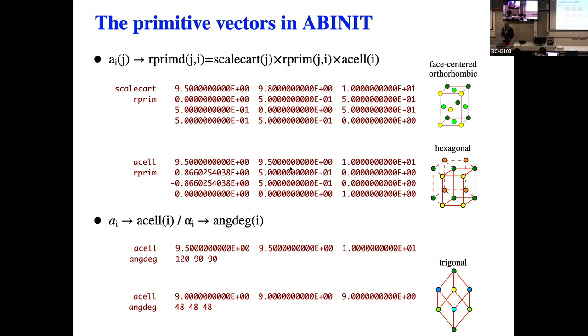There's another way, which consists in giving the lengths and the angles. So I'm giving 9.5, 9.5, 10 for the same example here, and then 120 degrees, 90 degrees, 90 degrees. For these two, you can choose. In the case of a trigonal system, it's much easier to use this notation, because a trigonal system is a case in which the three lengths are the same and the three angles are the same but not equal to 90 degrees. So it's easy to write it this way.